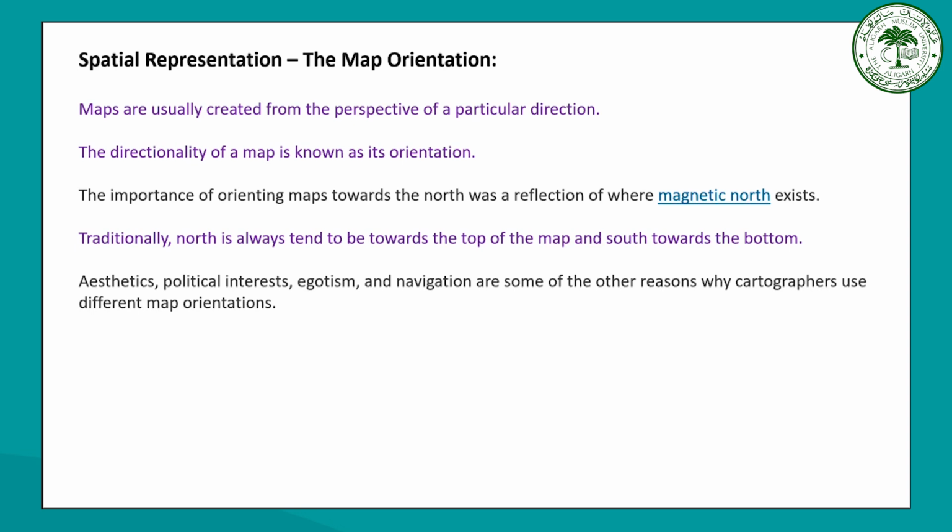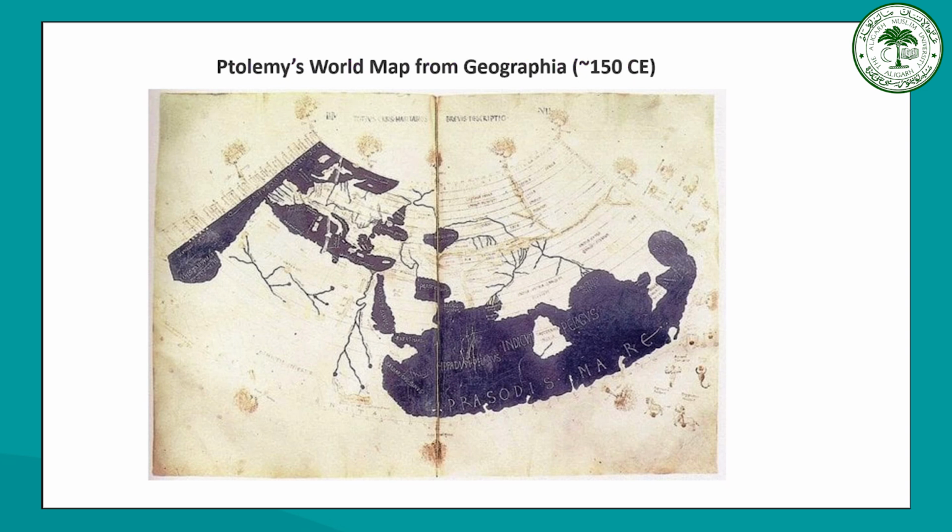Traditionally, north tends to be towards the top of the map and south towards the bottom. Aesthetics, political interests, egotism, and navigation are some of the other reasons why spatial representers use different map orientations. I'll give you some examples.